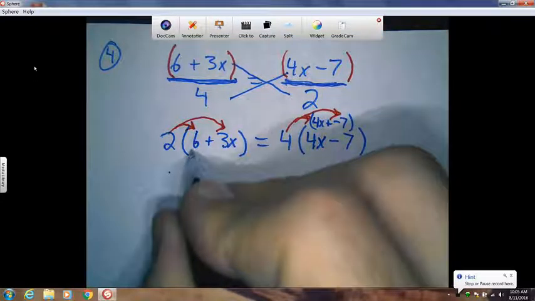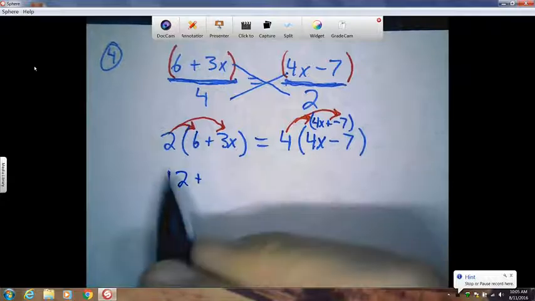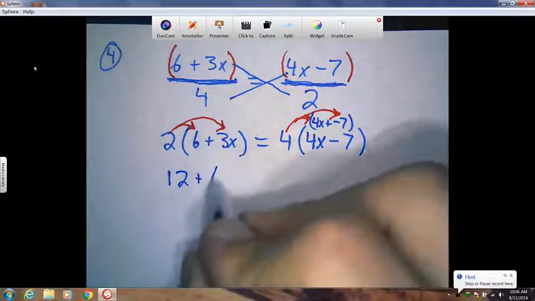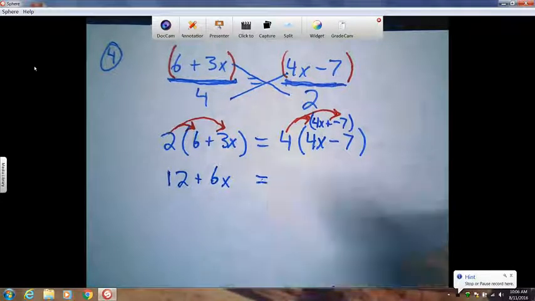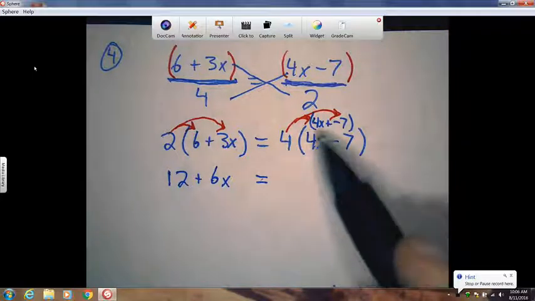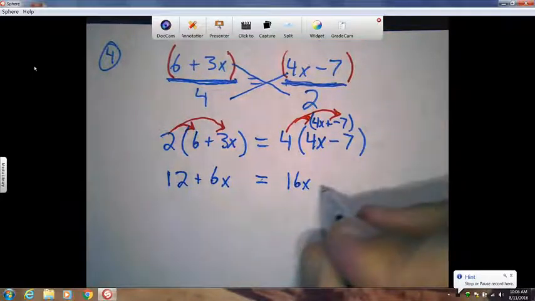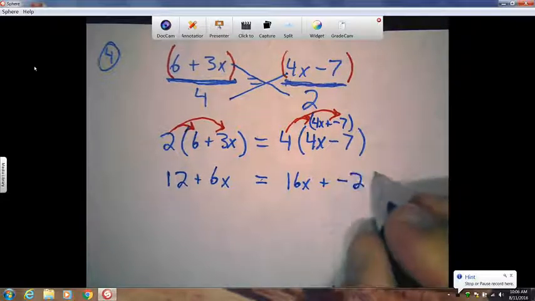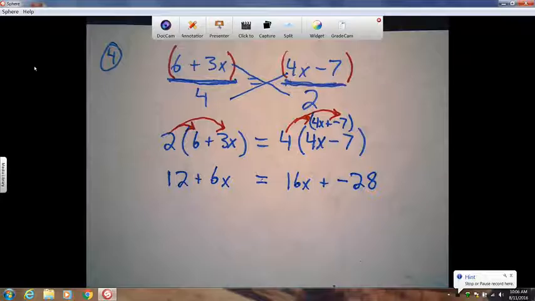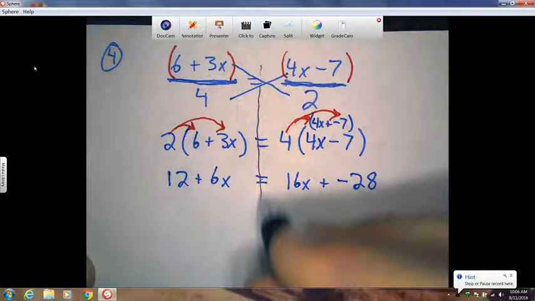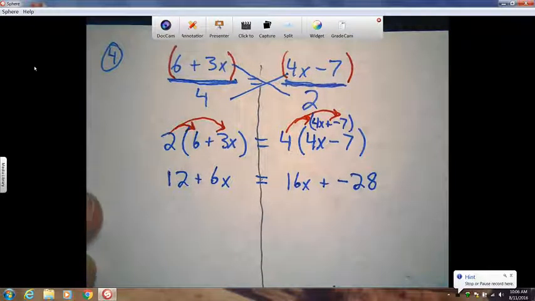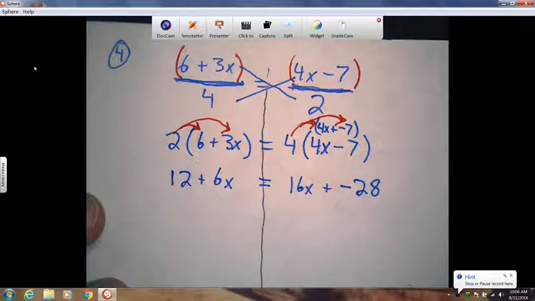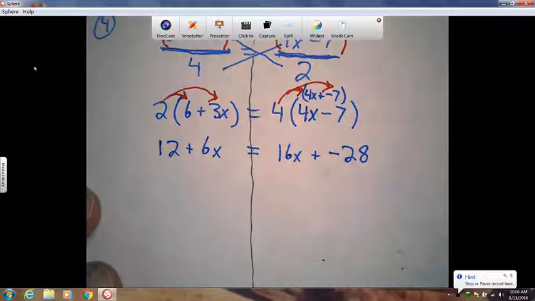So 2 times 6 is 12. 2 times 3x is 6x. 4 times 4x is 16x. And 4 times a negative 7 is negative 28. So now you can solve it just like the ones you've done before. Keep your equal sign lined up. Do the same thing on both sides of the equation.